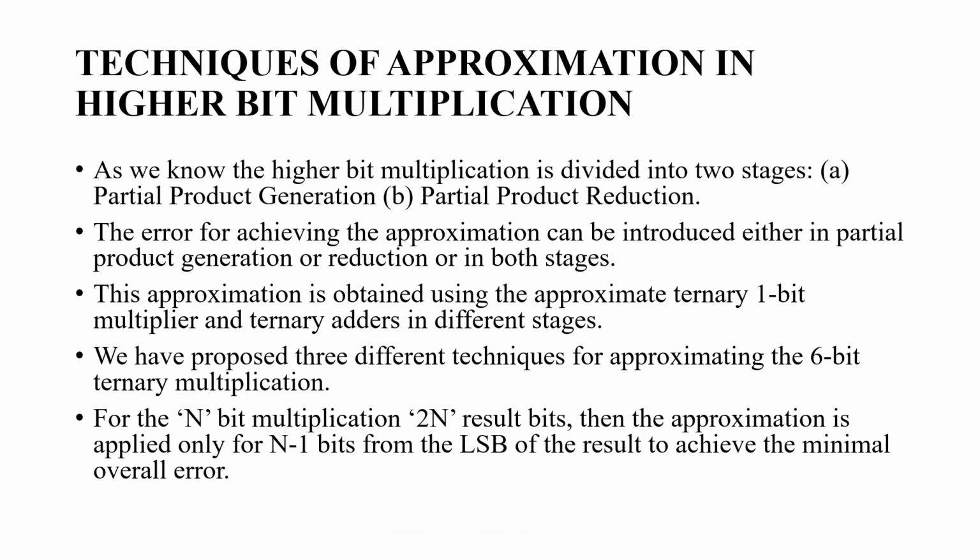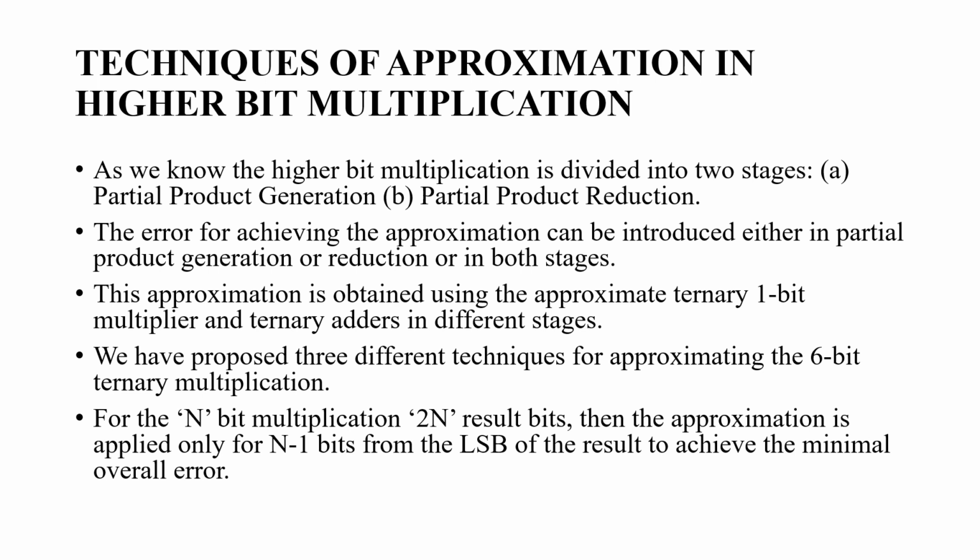And next, after designing the basic blocks of the multiplier, that is the ternary 1-bit multiplier and the ternary half adder, next is how to approximate our 6-bit multiplication, which is to be used in our image multiplication techniques. As we know, there are two stages in higher bit multiplication, that is partial product generation and partial product reduction. So here we can introduce an error in partial product generation, partial product reduction, or both.